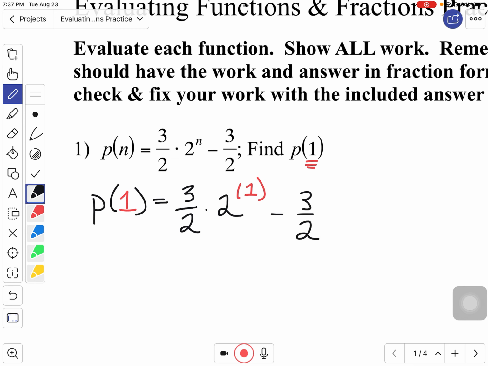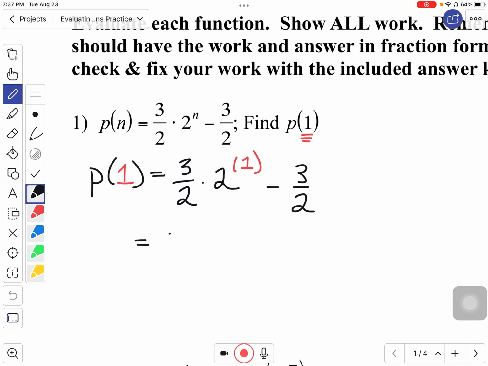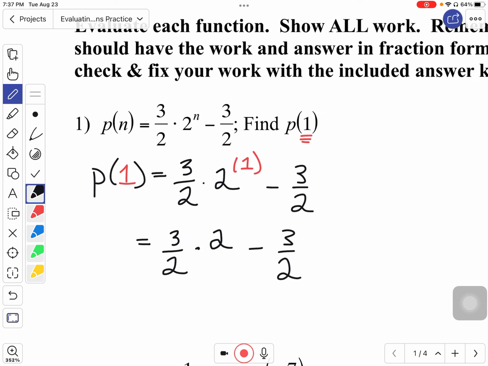So I'm going to now rewrite the problem and replace that n with a 1. And whenever I substitute my values in, I always like to keep them safe with parentheses. And now we get to rely on our friend, the order of operations. So let's please excuse my dear Aunt Sally: parentheses, exponents, multiplication and division get done in the order that you see them, and then addition and subtraction get done in the order that you see them. So I see an exponent. I've got to take care of that first. So I have to do 3 halves times 2 to the first. 2 to the first power is 2. And then I'll bring down the rest of the problem.